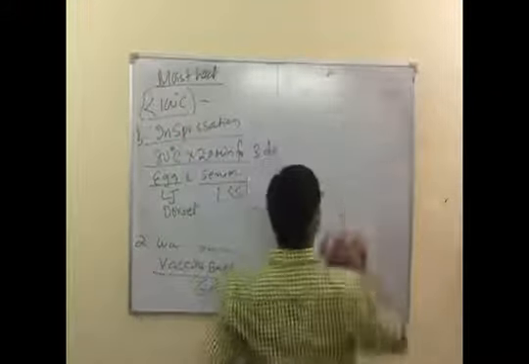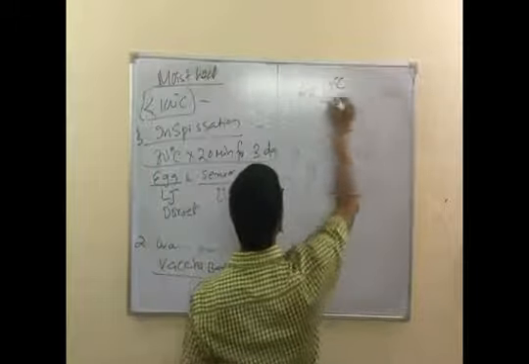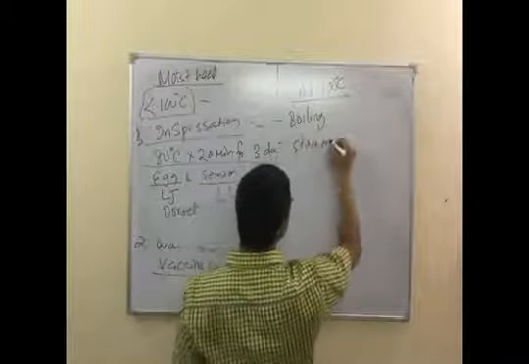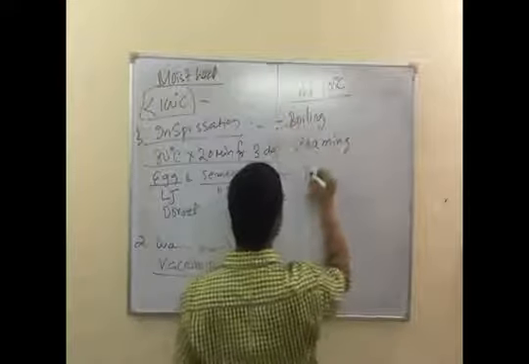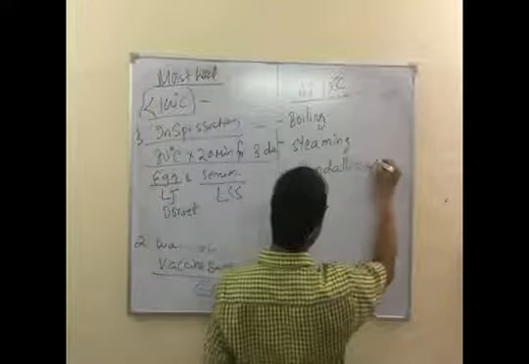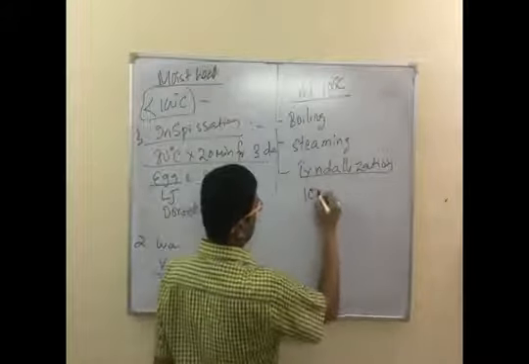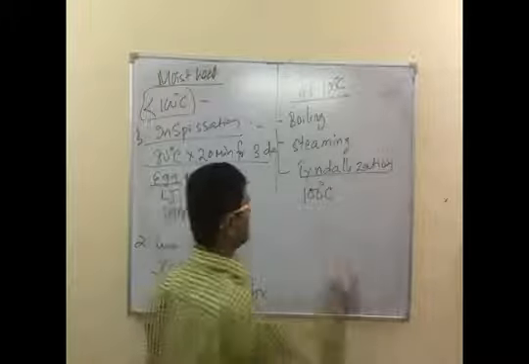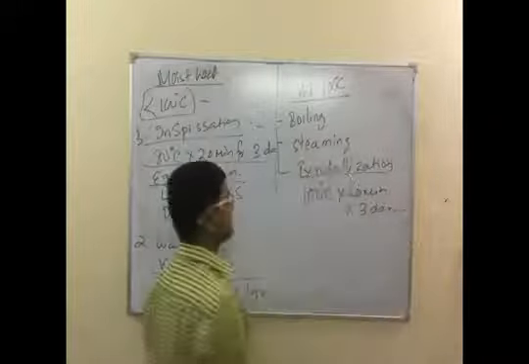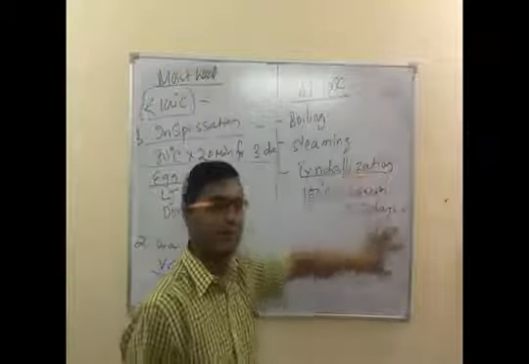So coming to the methods of moist heat at 100 degrees centigrade. At 100 degrees centigrade, it could be boiling, steaming, and third is tyndallization. Tyndallization is applying 100 degrees centigrade for 20 minutes for 3 consecutive days. It is almost the same as inspissation, the only thing is the temperature is different. It is 100 degrees centigrade for 20 minutes for 3 consecutive days.